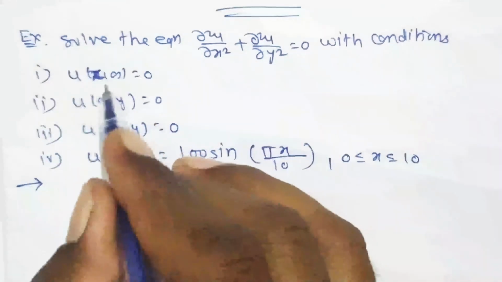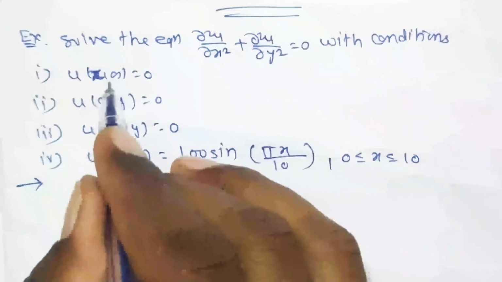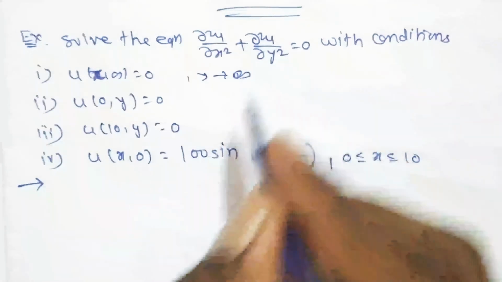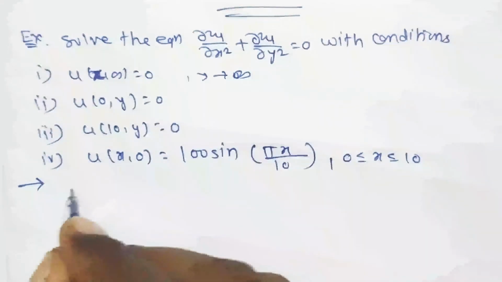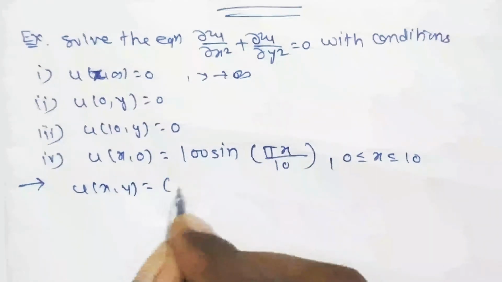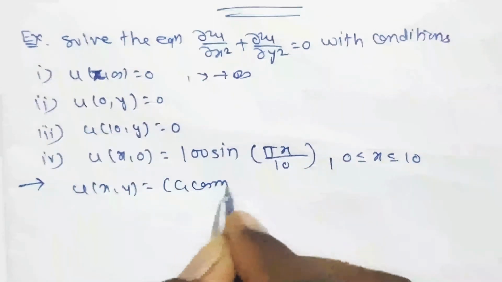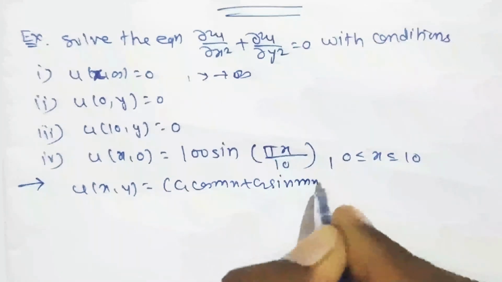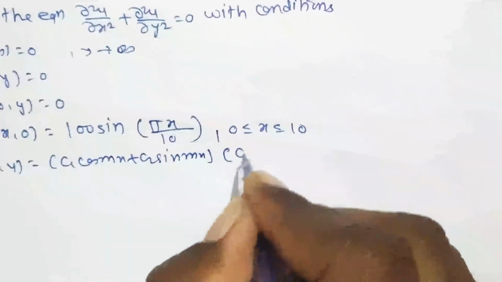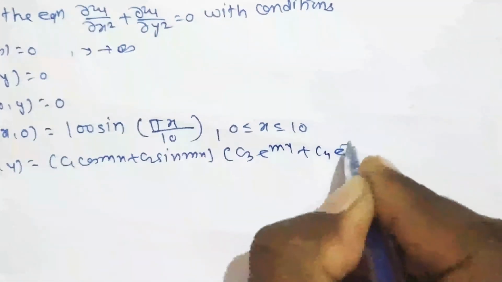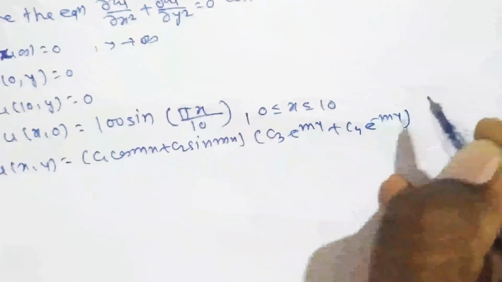So here conditions are given, and in the condition u(x, ∞), y is infinity here. If y is infinity, then we know that the solution of the Laplace equation is u(x, y) = (c1 cos mx + c2 sin mx)(c3 e^(my) + c4 e^(-my)).